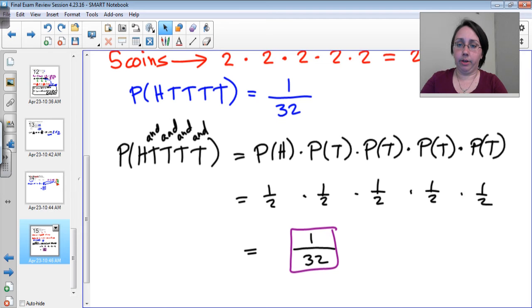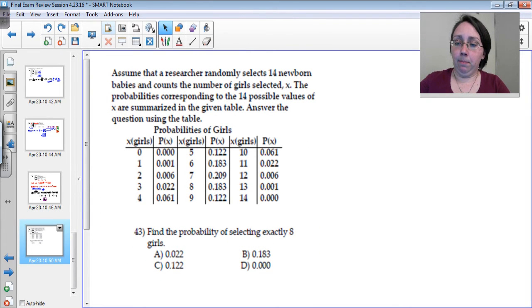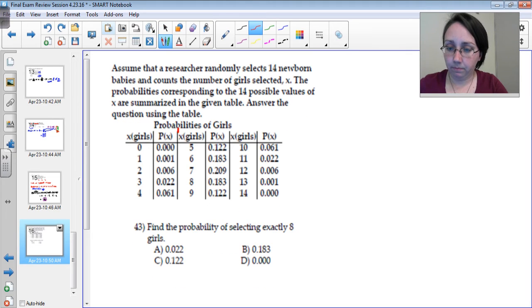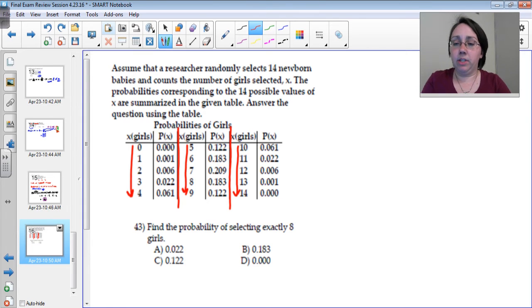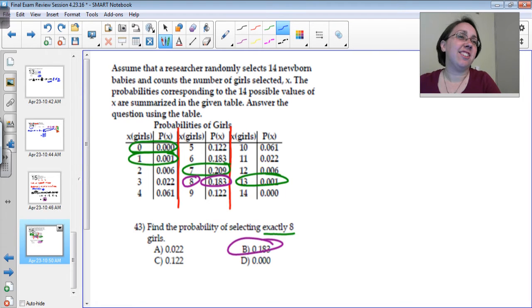So you have a table here of probabilities of having different numbers of girls. Keep in mind, these are kind of separate here. We have 0 through 4, then we have 5 through 9, then we have 10 through 14 girls. So this is the probability of having 0 girls, 1 girl, 7 girls, 13 girls. You're interested in the probability of 8, so you just need to go find 8, and that's the probability you want. The chart's a little funky.